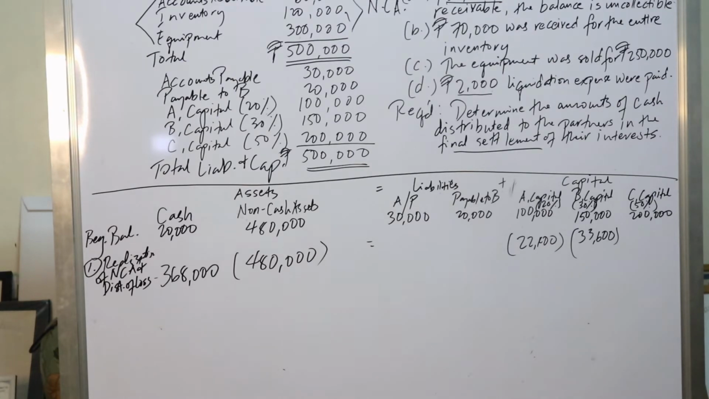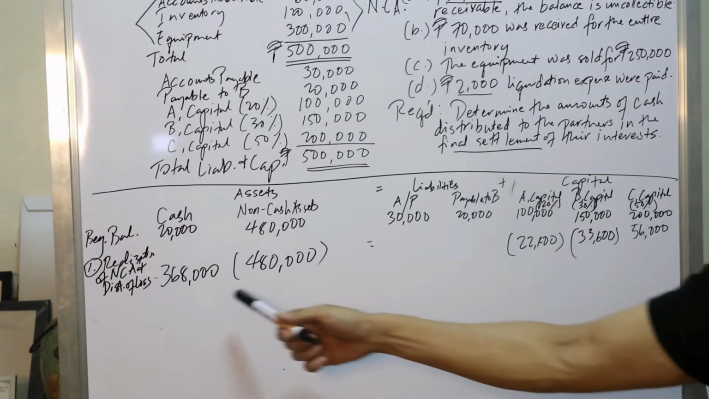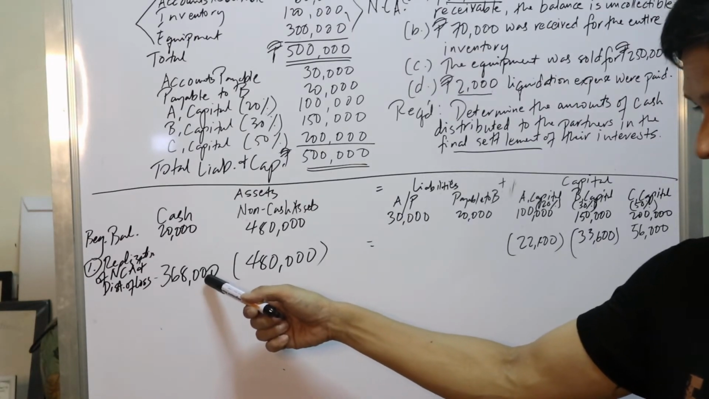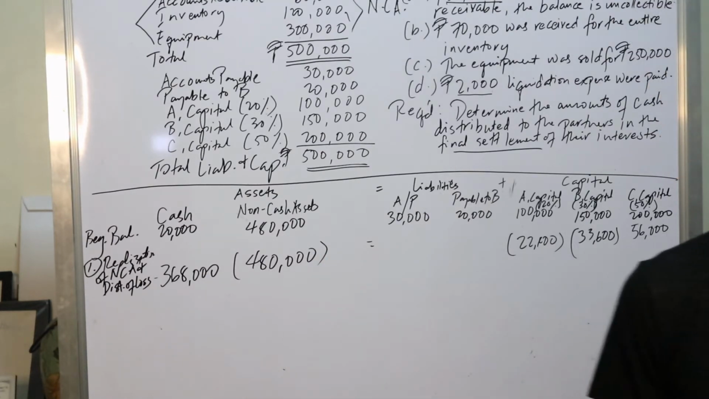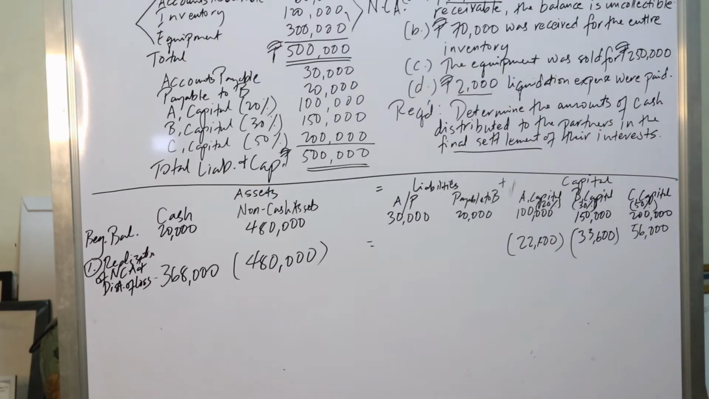Yeah, and then yung kay C, capital, meron siyang share na kalahati nung 112,000, which is 56,000. Ito yung loss niya. That's simply obtained by multiplying 112,000, which is the total loss. Pag sinabing total loss, that's the difference of the realized cash of 368,000 versus the non-cash of 480,000, yung book value. So times 50% lang yan since 50% yung kanya, so that's 56,000.